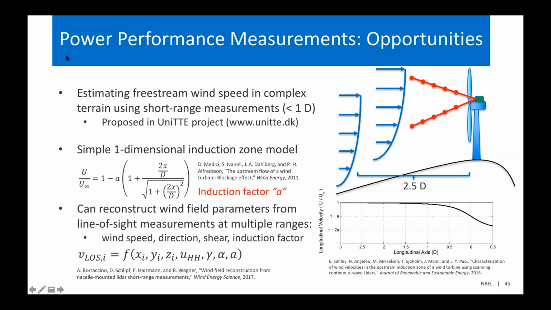There's a paper I'm citing here by Antoine Borraccino. It was done as part of this Unity project, where they looked at measuring the wind at different ranges upstream of the rotor using a pulsed LiDAR, and then combining these line of sight measurements at different ranges to estimate different wind field parameters. So they came up with a combined wind field induction zone model. It was a function of the hub height wind speed, the wind direction, the power law exponent for wind shear, and the induction factor. And then using some nonlinear optimization techniques, they could find the best fit parameters based on their line of sight measurements.